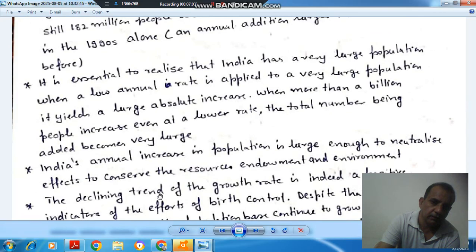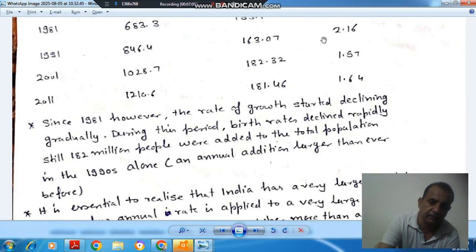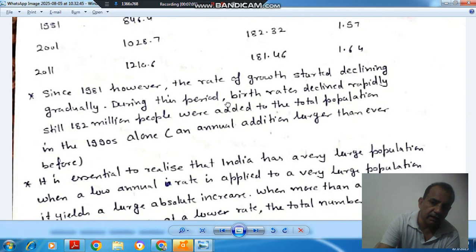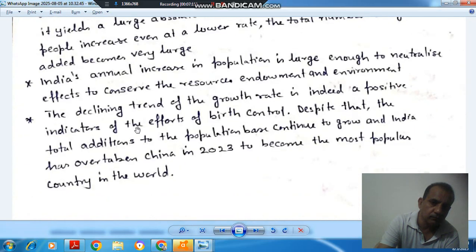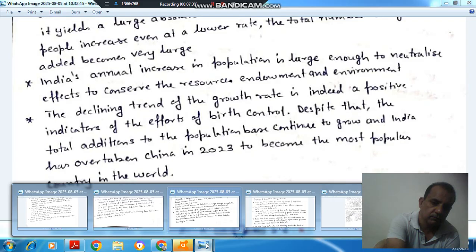So here we can see that there is a decline in the increase in population, and that is the positive indicator of the efforts of birth control. Despite that, the total additions to the population base continue to grow, and India has overtaken China in 2023 to become the most populous country in the world. So this is about population growth.